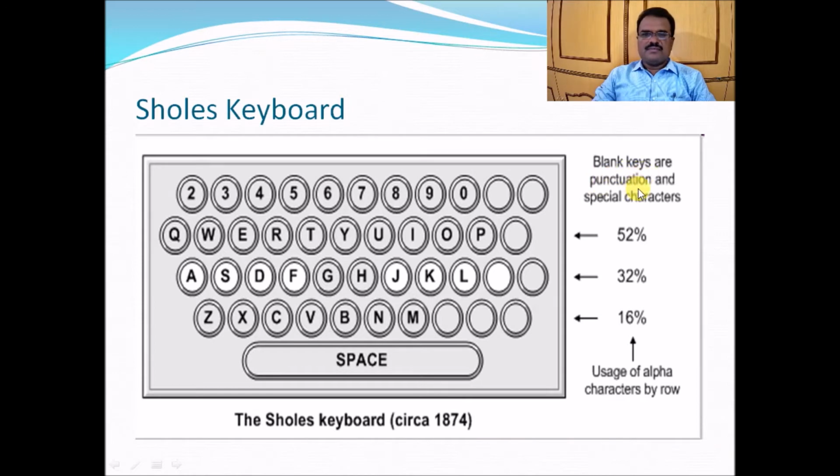The remaining keys are punctuation and special characters. Here we see the use of alphabet characters by row. In the bottom row only 16 percent are used. In the middle row there are 32 percent of the alphabets. In the top row 52 percent of the alphabets are used. So this is called the Scholes keyboard.